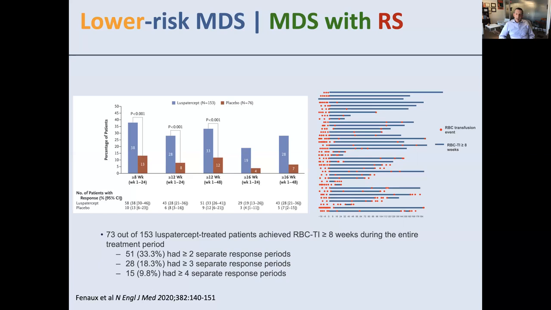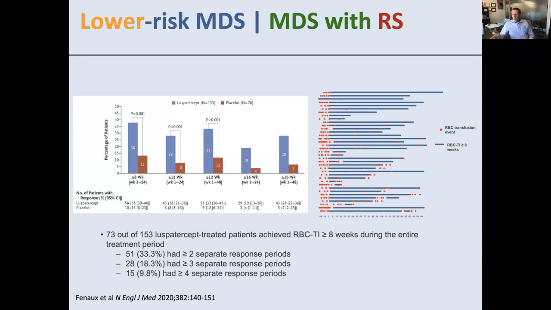This is a study that we conducted and published in 2020. Luspatercept was approved soon afterwards for patients who have those ring sideroblasts or that SF3B1 mutation and who had already been treated with one of those erythropoiesis-stimulating agents, either the Procrit or the Aranesp. In those patients, luspatercept worked 38% of the time. And on average, it worked for about 32 weeks, so about 10 months out of the year.